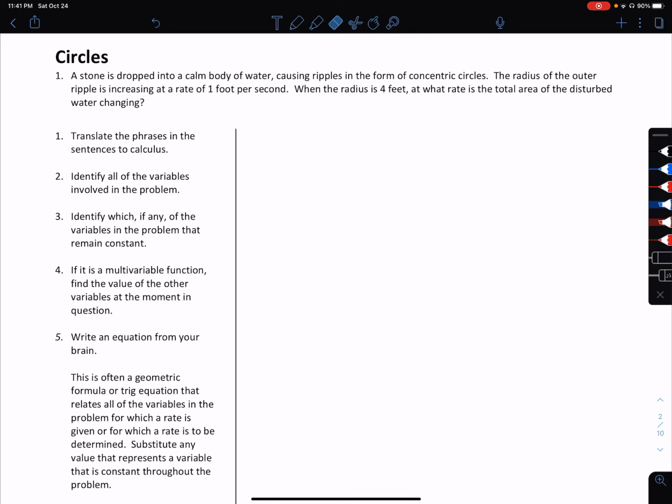Let's look at an example of using related rates with the geometric shape of a circle. A stone is dropped into a calm body of water, causing ripples in the form of concentric circles. So that tells us we are dead set on circles. The radius of the outer ripple is increasing at a rate of 1 foot per second. When the radius is 4 feet, at what rate is the total area of the disturbed water changing?